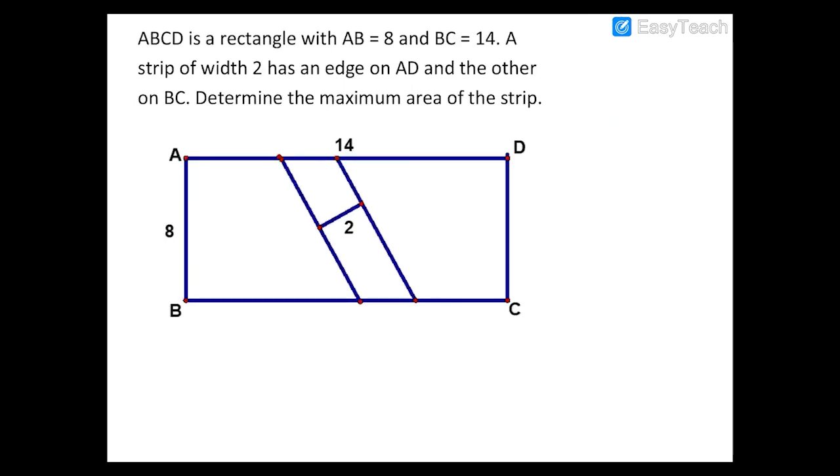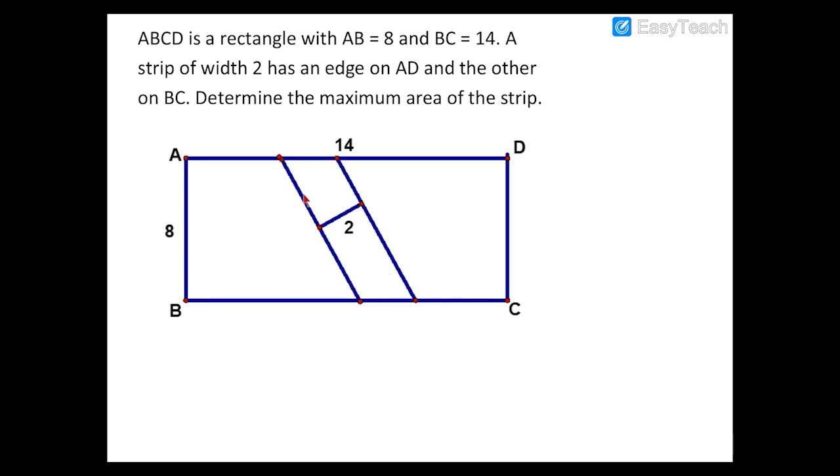Okay, this problem says ABCD is a rectangle with AB equals 8 and BC equals 14. A strip of width 2 has an edge on AD and the other on BC. Determine the maximum area of the strip. Now here's our rectangle ABCD, and here's our strip with a width of 2.